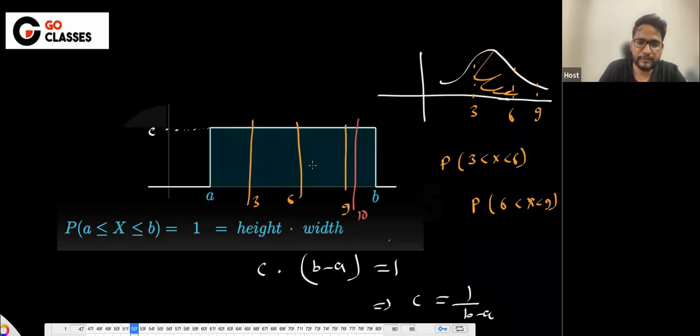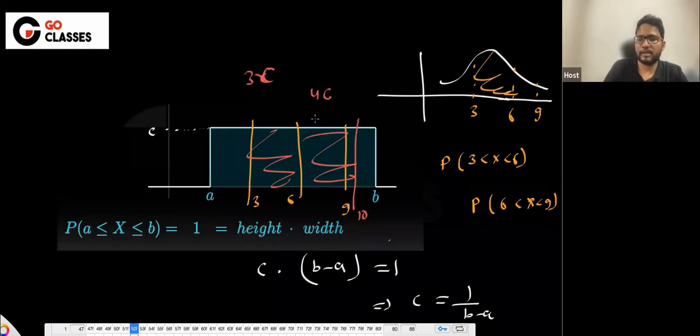Is this the same? No, it cannot be the same. How could it be the same? 6 to 10 should be greater, right? You just calculate the area. Here, this is 3 into C, so this area is 3C. This area is 4C. So obviously, this 4C is greater, there is no doubt in this. So basically, it depends on the length only.